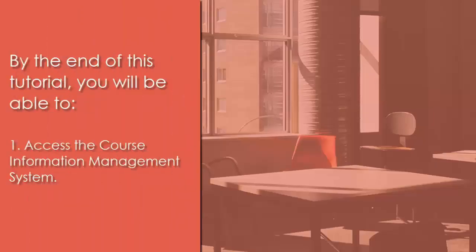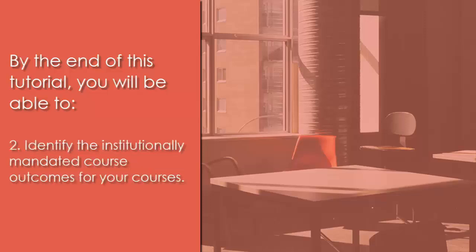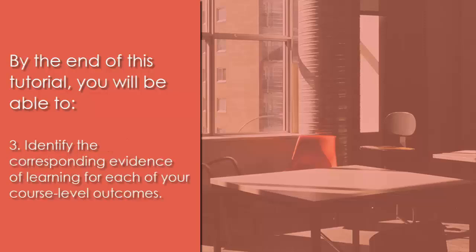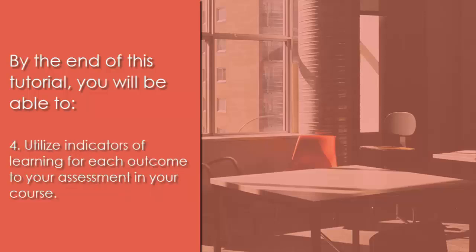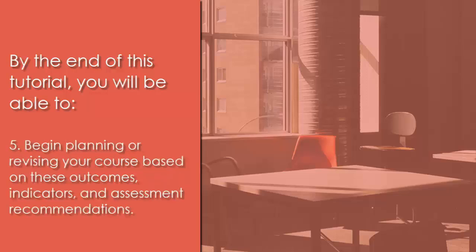By the end of this tutorial, you will be able to access the Course Information Management System, identify the institutionally mandated course outcomes for your courses, identify the corresponding evidence of learning for each of your course level outcomes, utilize indicators of learning for each outcome to your assessment in your course, and begin planning or revising your course based on these outcomes, indicators, and assessment recommendations.